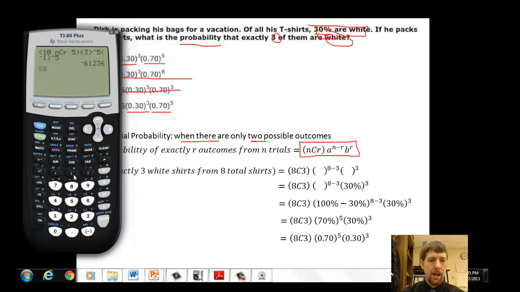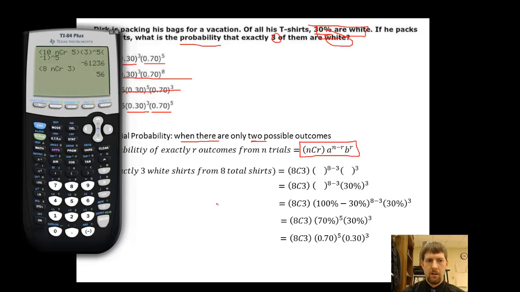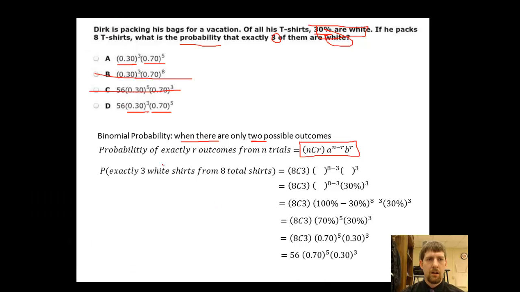I'm going to do 8. Where did I get my nCr? I went math, PRB, C, 3. 8C3 is 56. So we can see that it's 56 times 0.7 to the fifth power and 0.3 to the third power. So it matches choice D. I didn't have to figure out what the actual probability was. They just really wanted me to set it up.